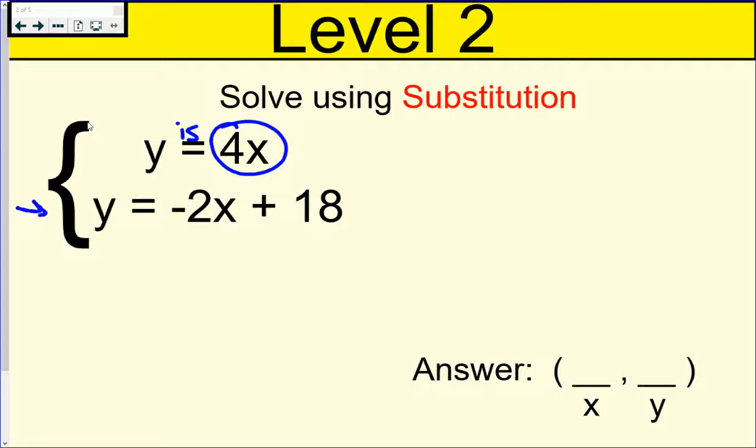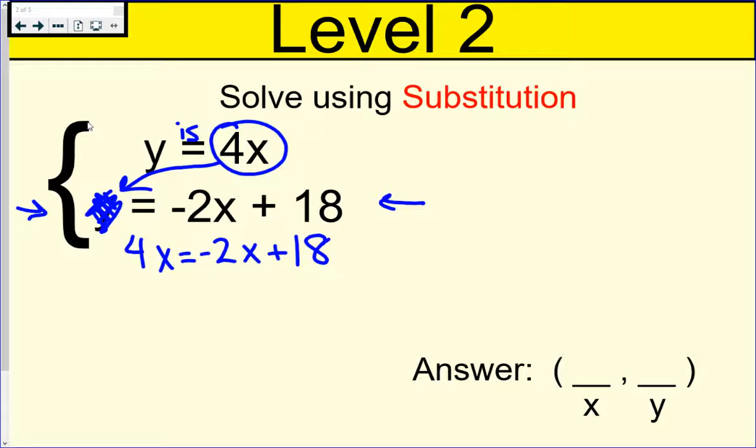So what we're going to do is now that we know that y is 4x, we're going to come down to the second equation and we're going to take out the y. I kind of sometimes talk about this like a soccer field, and there's a whole bunch of players, and now we need to substitute someone out. So I'm going to take out the y player and bring this player in their place. And so now we have 4x equals negative 2x plus 18.